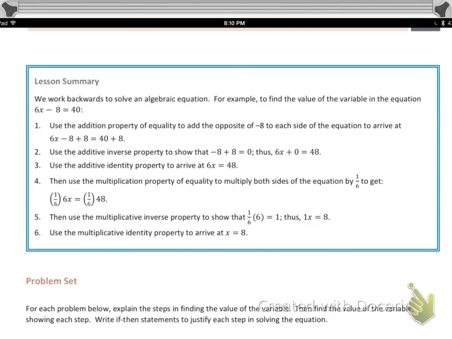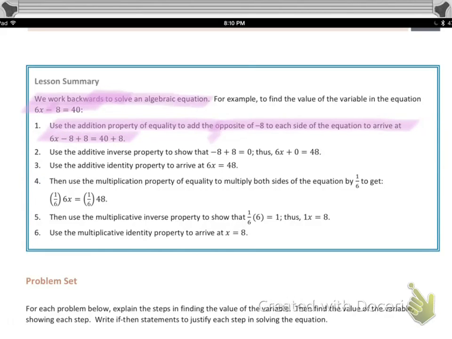Here we go. Lesson summary. We work backwards to solve an algebraic equation. That's what they're saying here. I'm not sure we talked about that, but anyway, for example, to find the value of the variable in the equation 6x minus 8 equals 40, first we would use the addition property of equality to add the opposite of 8, negative 8, to each side of the equation and arrive at that.